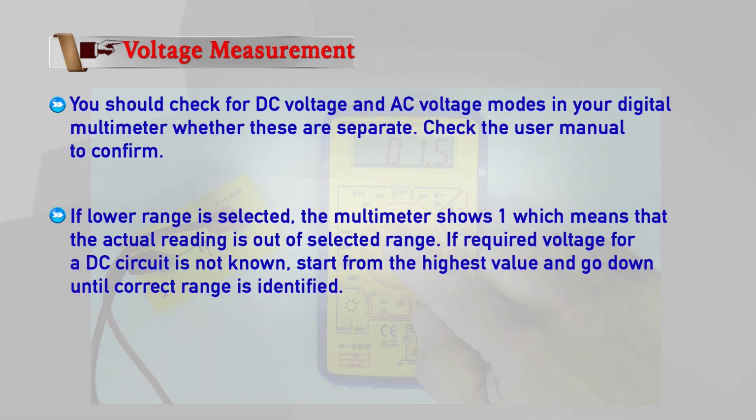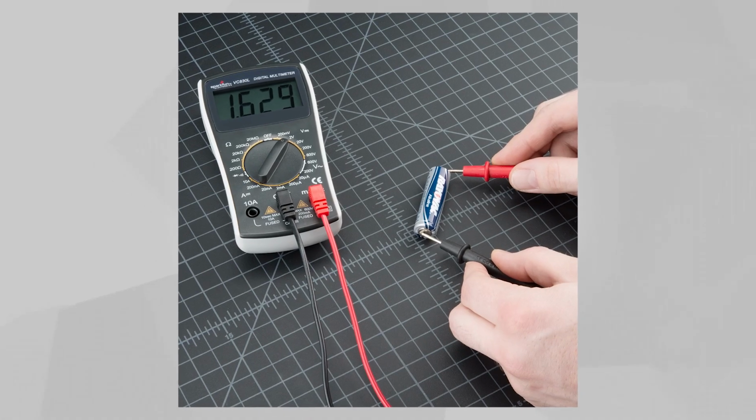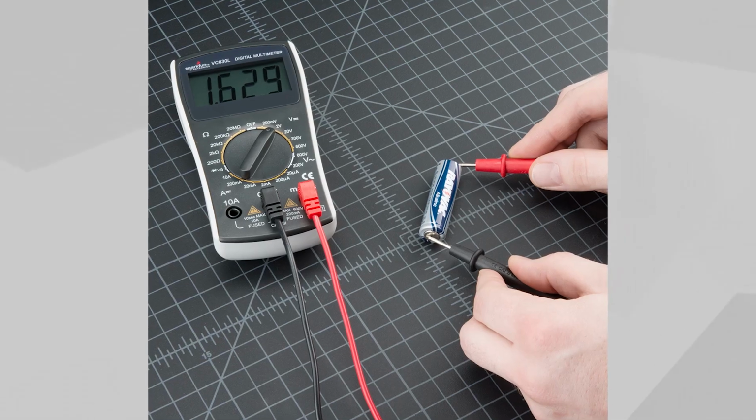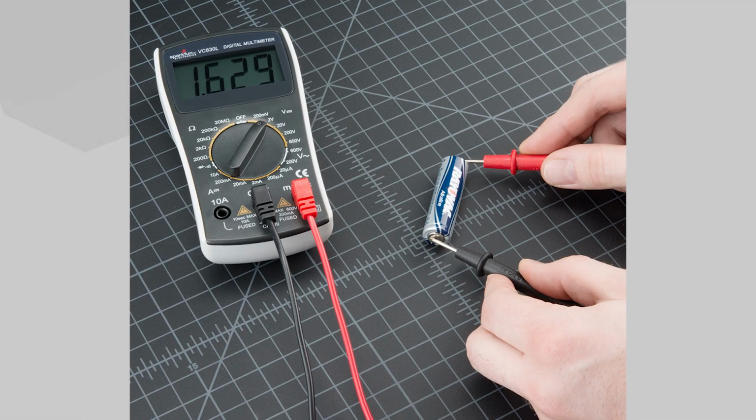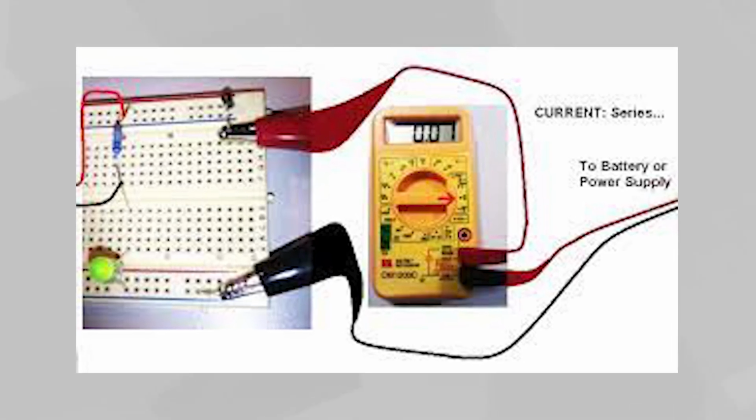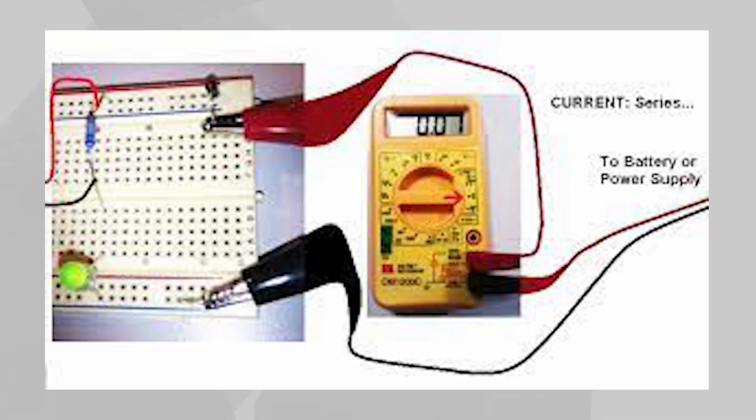If you forget to put the red lead into the appropriate socket for voltage measurement and the red lead is connected to the current socket in the multimeter, a voltage measurement in this situation may lead to a short circuit through the multimeter. Now we have to check how the current is measured with the help of the multimeter and what precautions you should take when you are using the multimeter for current measurement.